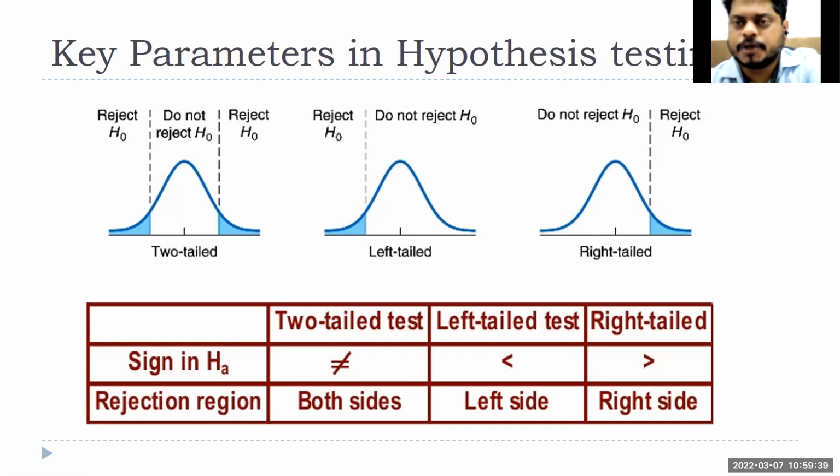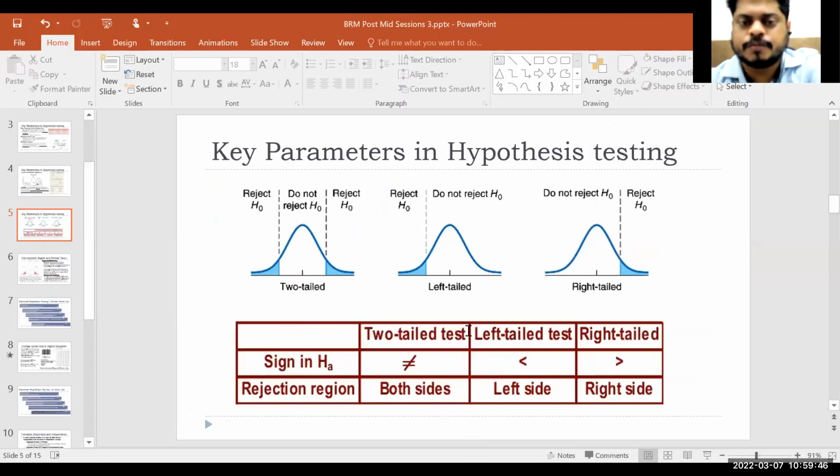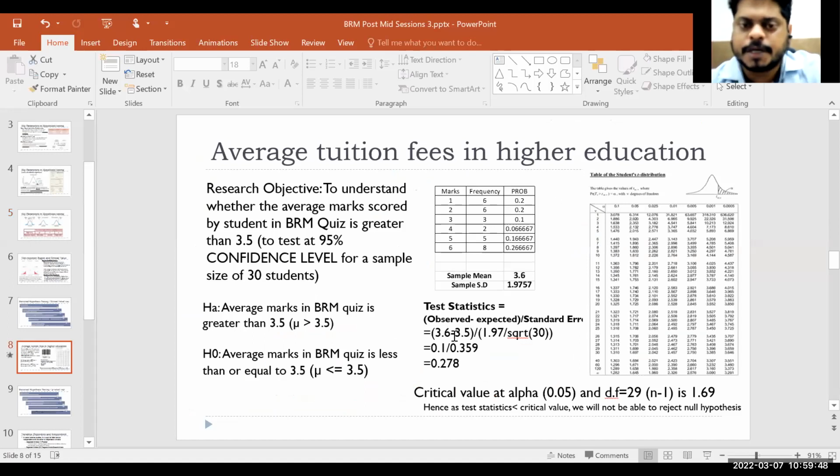So rather than 3.6, let's say I would have got 5.6, right? Then what would have happened? If I go back to the formula, 5.6 minus 3.5 is 2.1. 2.1 divided by 0.359. What would have been the answer?